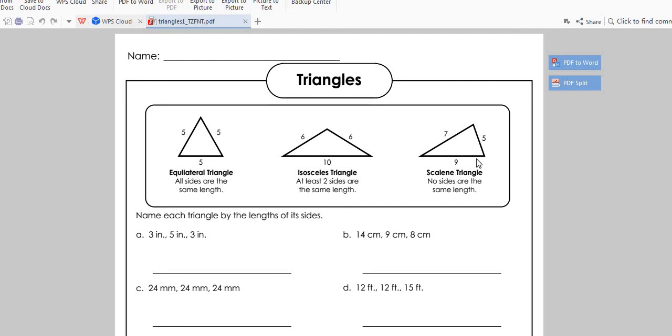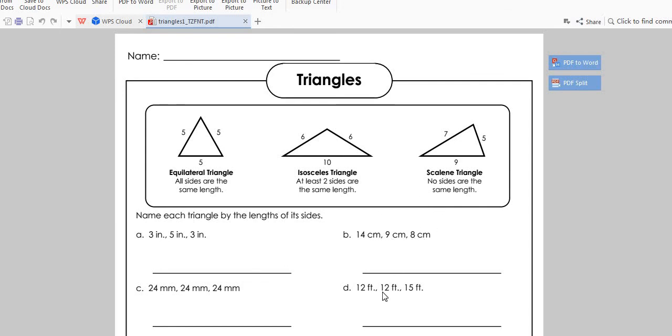It's called scalene. Name each triangle by the length of its sides. It's very easy now. We have here 3 and 3 and 5. We have 2 sides equal, so it's called isosceles. Okay, for number B, 14, 9, 8, no one is equal to the other, so it's called scalene.